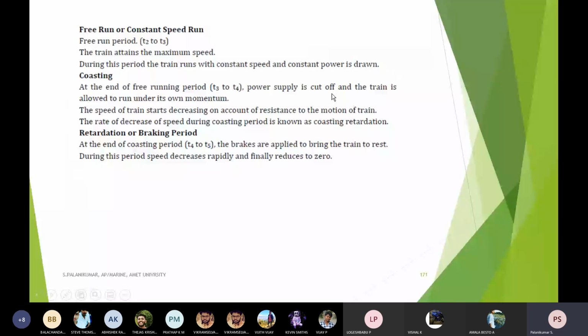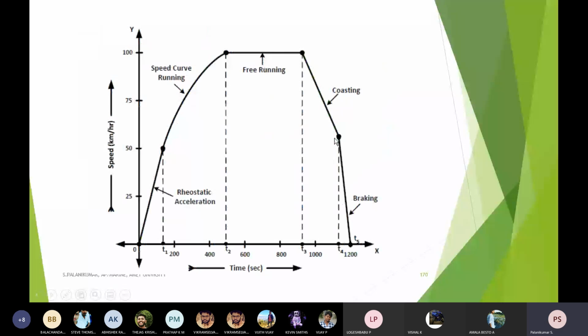The train is allowed to run under its own momentum, that means on whatever kinetic energy is stored. The speed of the train slowly starts decreasing on account of resistance to motion of the train. The rate of decrease of speed during the coasting period is known as coasting retardation.